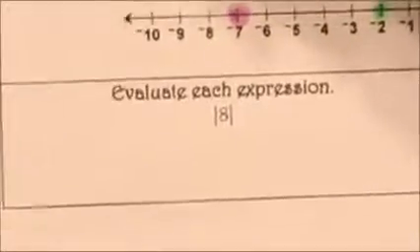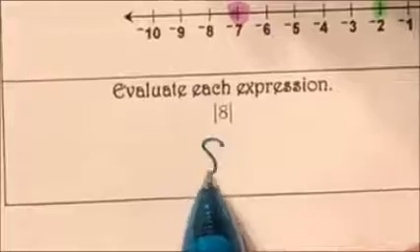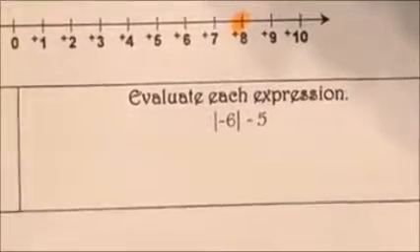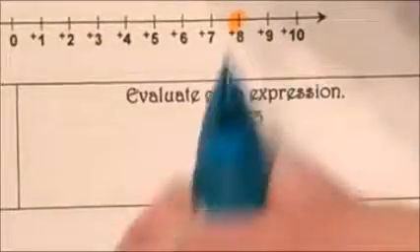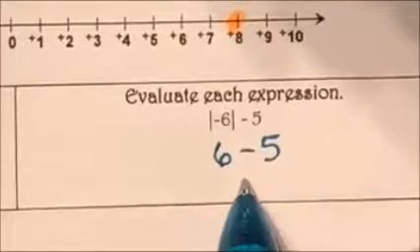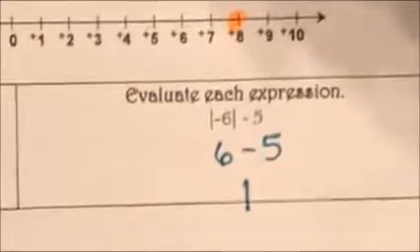Next one is evaluate each expression. Absolute value of 8. So the absolute value of 8, distance away from 0 is 8. So absolute value of 8 equals 8. Okay. The next thing I have is evaluate each expression. Absolute value of negative 6 minus 5. The absolute value of negative 6 is 6. So 6 minus 5 is 1. And that is the end of lesson 1.